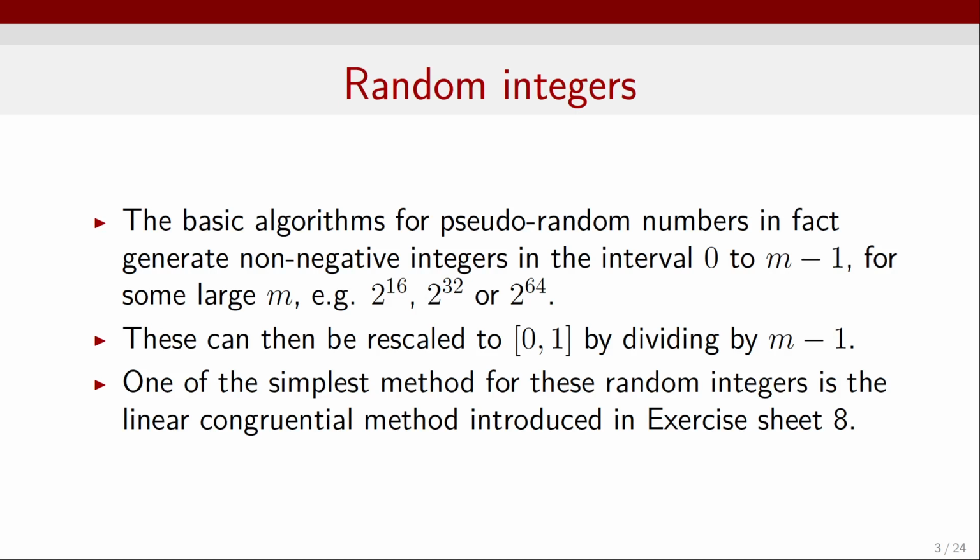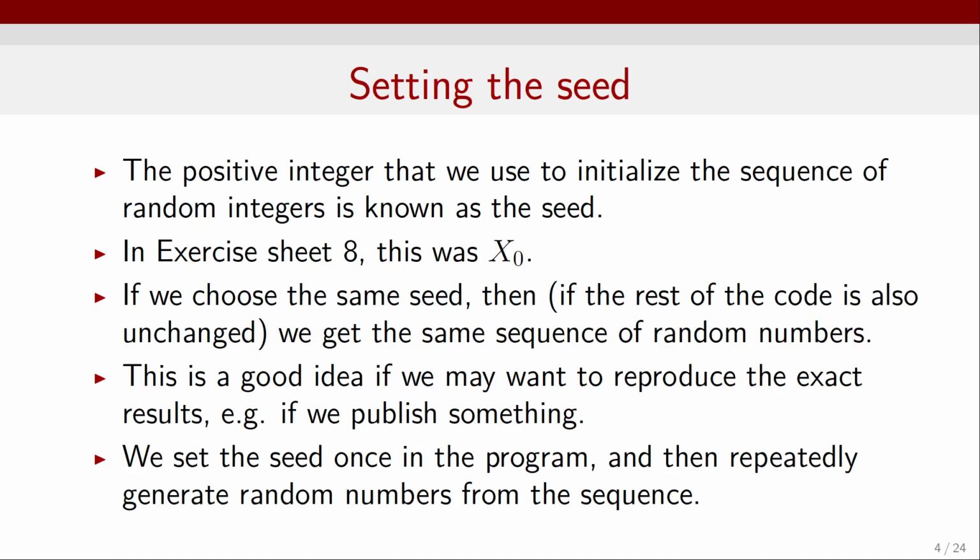One of the simplest methods for these random integers is the linear congruential method that was introduced in exercise sheet 8. To use random numbers, we need to set a seed. This is the positive integer that we use to initialize the sequence of random integers. In exercise sheet 8, this was the variable x0.